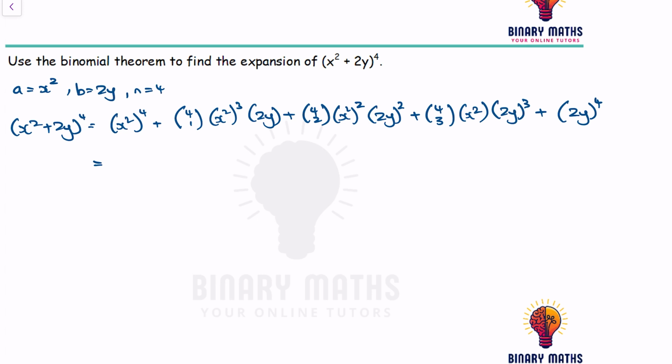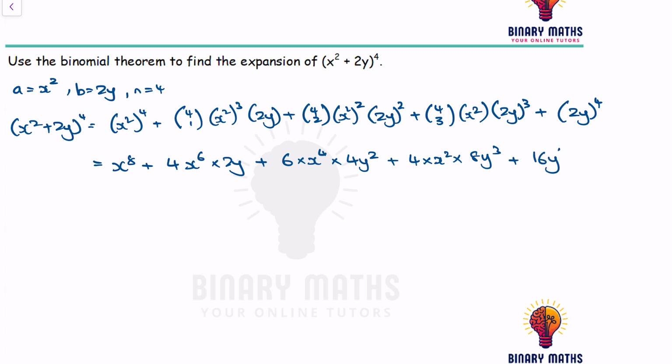x squared to the power of 4 is just x to the power of 8. 4 choose 1 is 4, x squared to the power of 3 is x to the power of 6, times 2y, plus 4 choose 2 is 6, times x squared to the power of 2 is x to the power of 4, times 2y all squared is 4y squared, plus 4 choose 3 is 4, times x squared times 2y to the power of 3 is just 8y cubed, plus 2y raised to the power of 4 is 16y to the power of 4.